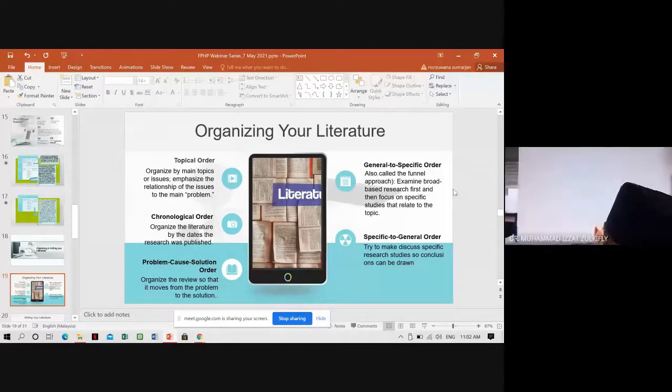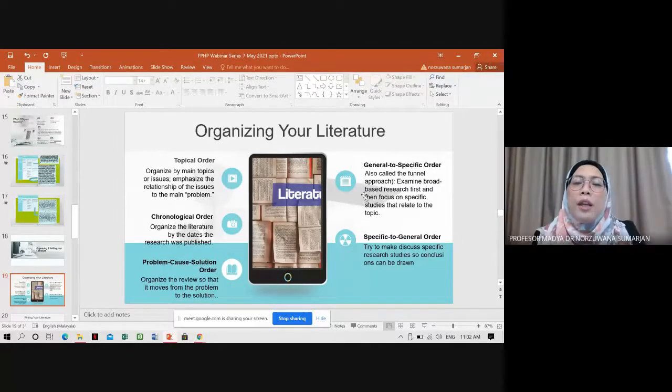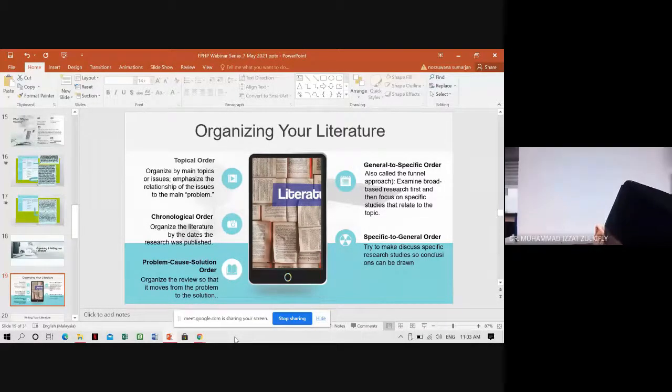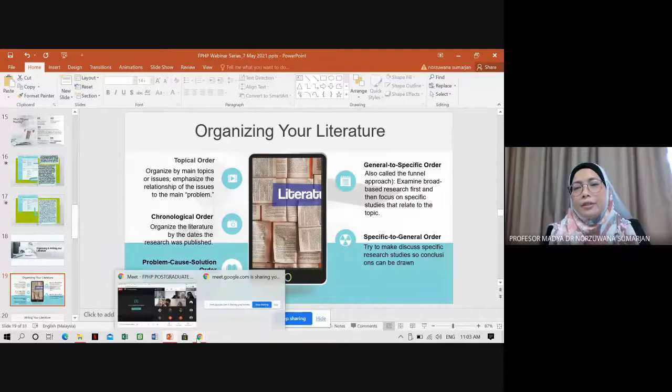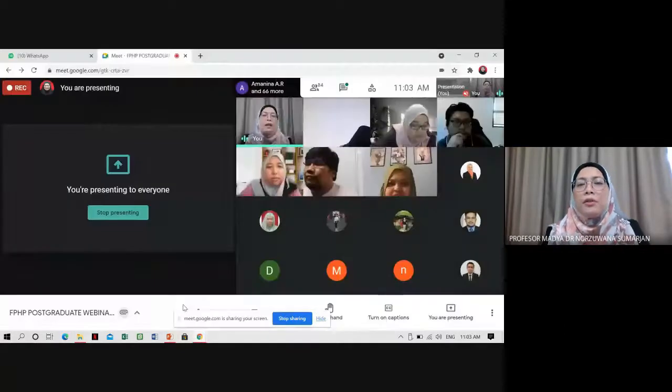This is the common way people do it: general to specific order. It is also called the funnel approach. You examine the broad-based research first and then focus on specific studies that relate to the topic. So you know a funnel, right? From big to small, from broad to narrow.